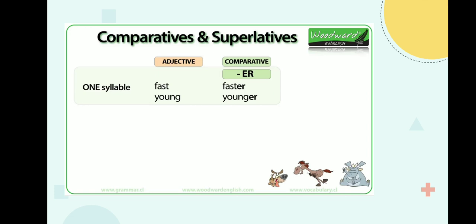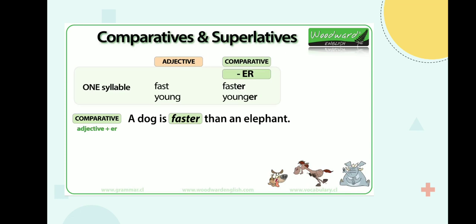When an adjective has one syllable, such as fast or young, we put er at the end of the adjective to make it a comparative. The adjective fast has one syllable, so we just add er to the end of it, faster. The adjective young has one syllable, so we just add er to the end of it, younger.